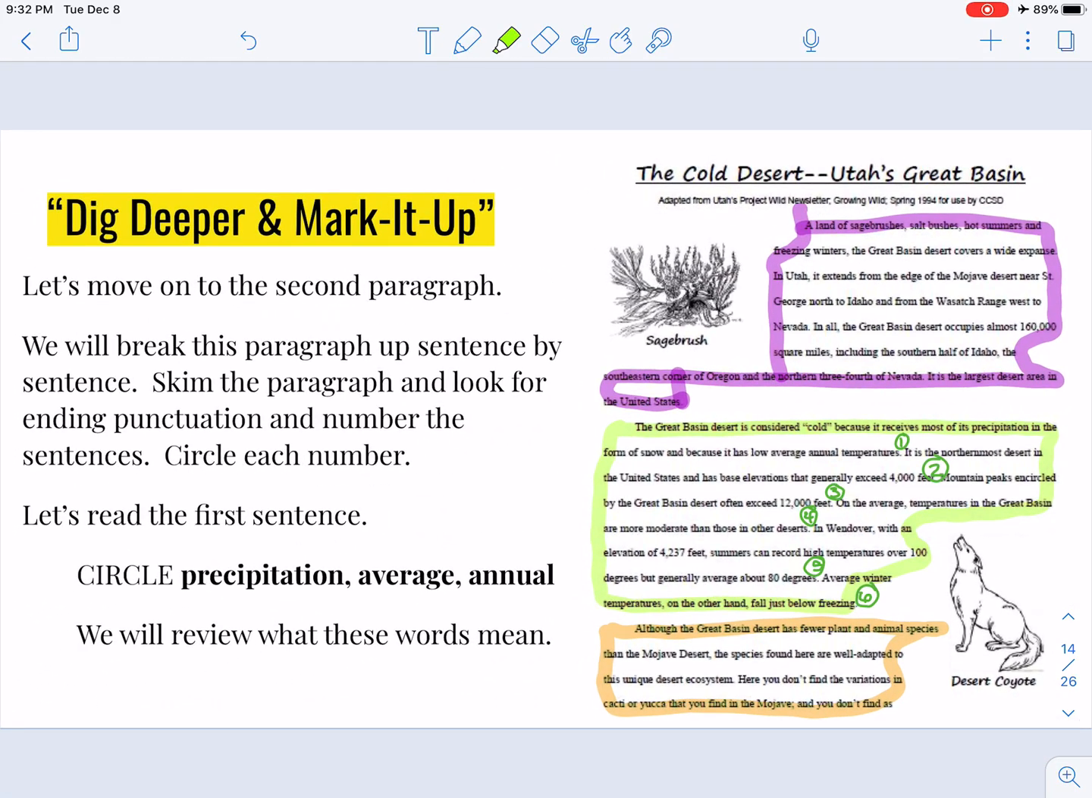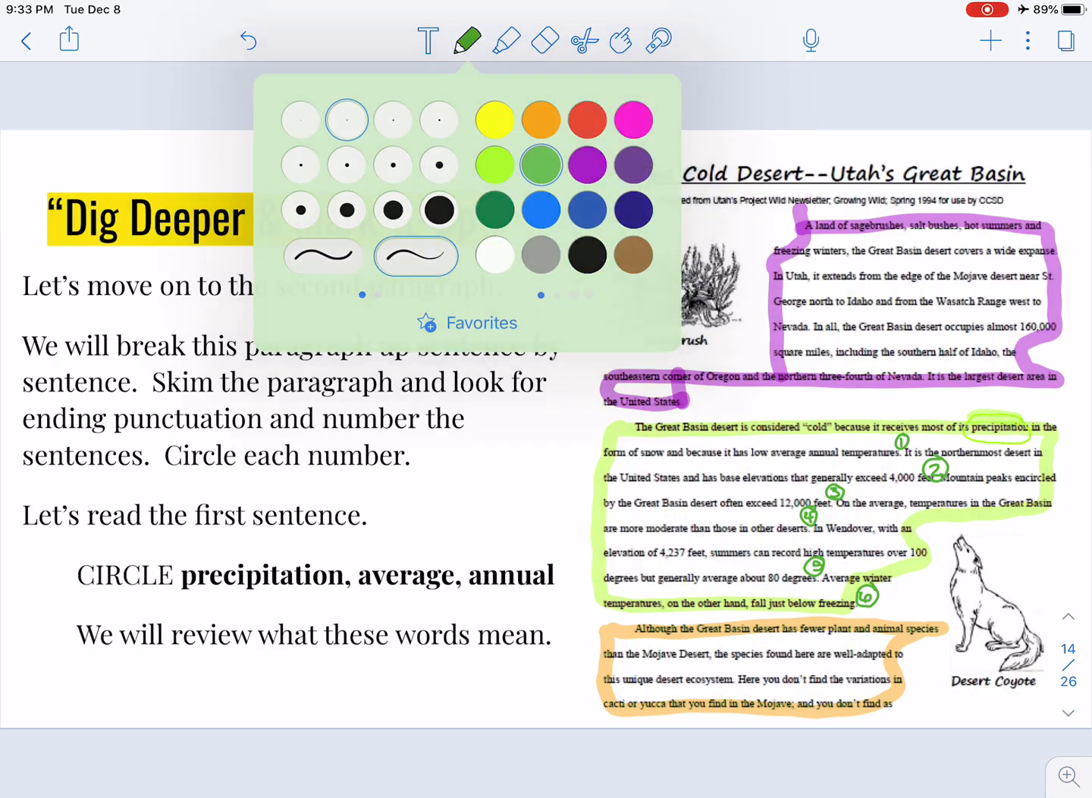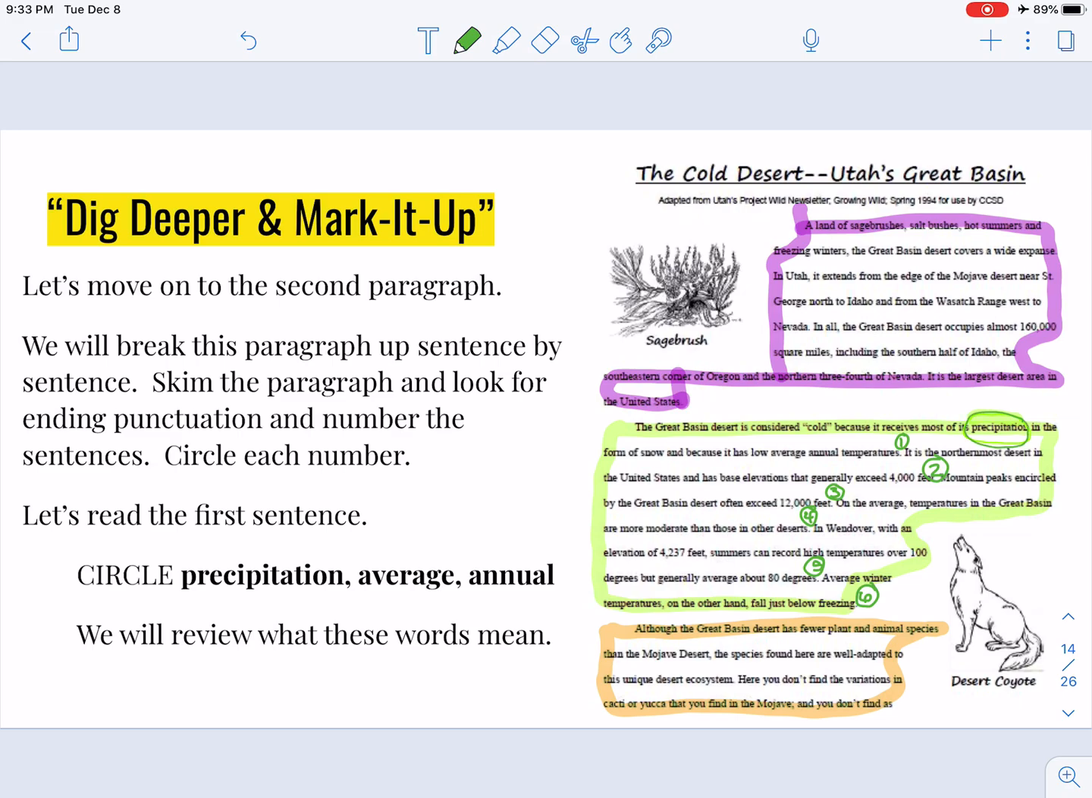Okay, I'm going to read the very first sentence. The Great Basin Desert is considered cold because it receives most of its precipitation in the form of snow and because it has low average annual temperatures. Now, I want to talk about a few of these words that we saw in our last one. We want to look at precipitation. I'm going to make this a little darker green so that you can see it easier. We need precipitation, we want average, and we want annual. What do those words mean?